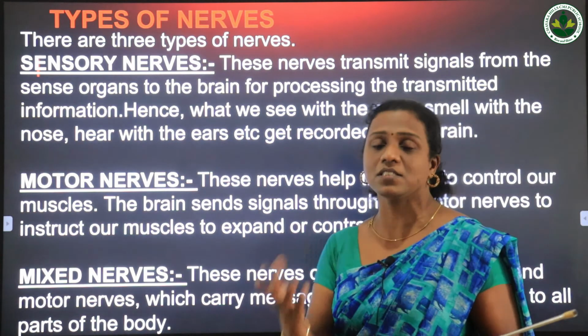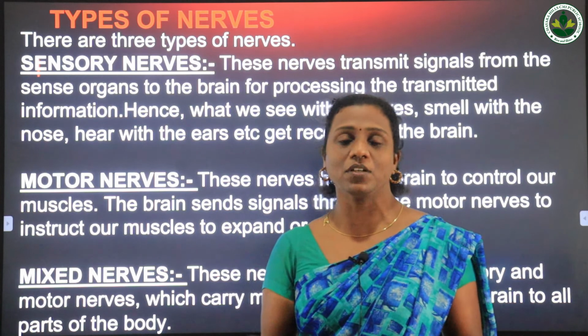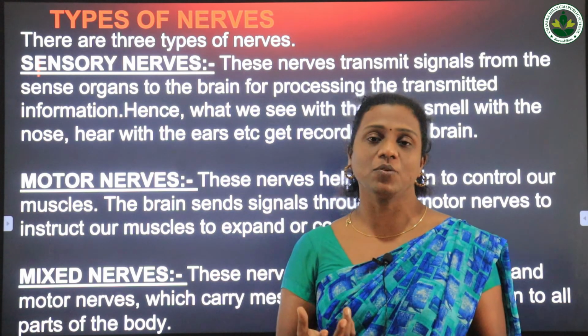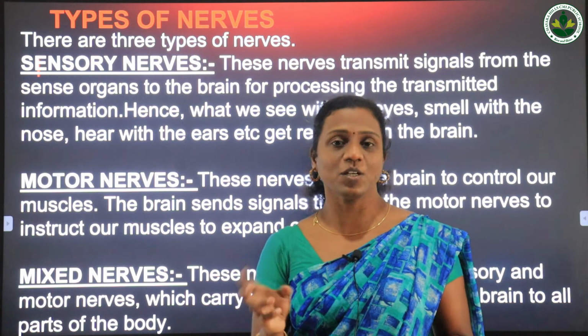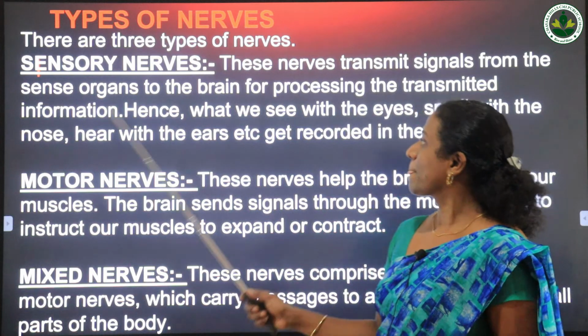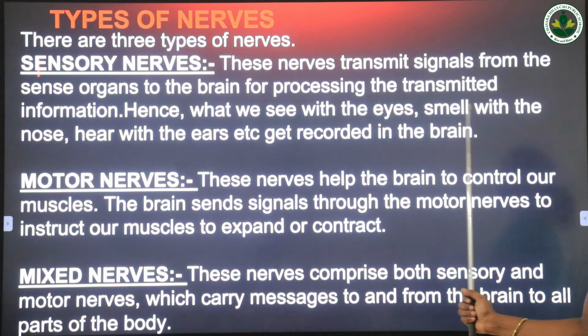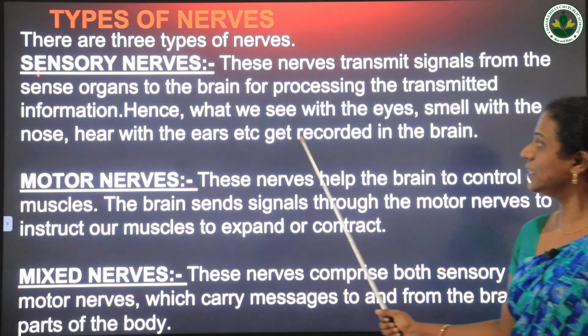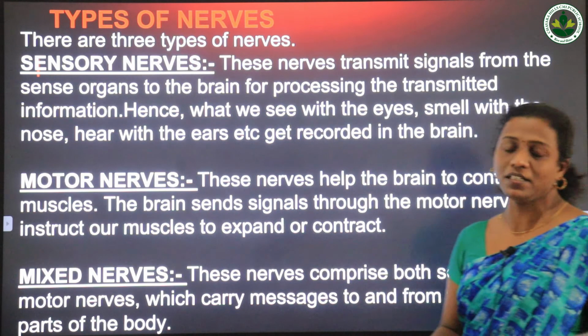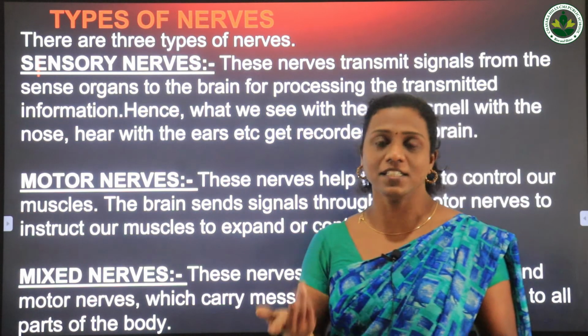So when we are seeing something, tasting something, or hearing some sound, at that time the sensory nerves are acting. Hence, what we see with the eyes, smell with the nose, hear with the ears, etc. get recorded in the brain with the help of sensory nerves.